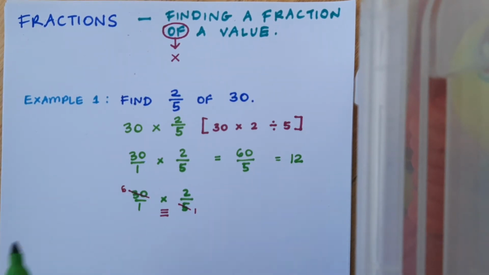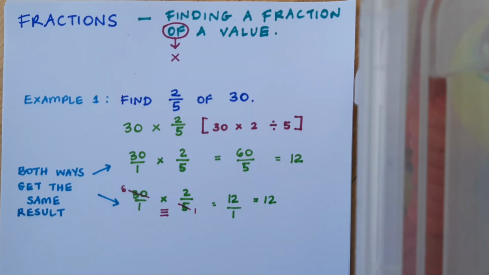You can see now that I only have ones left on the bottom, so there's nothing else that I can divide into numerators and denominators. So I'm finished with my cancelling, and now I can just multiply. I've got 6 by 2 on the top, which gives me 12. And on the bottom, I've got 1 by 1, giving me 1, and 12/1 is just the same thing as 12. Both of these ways get the same result.